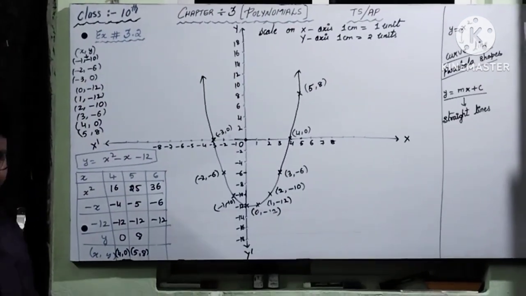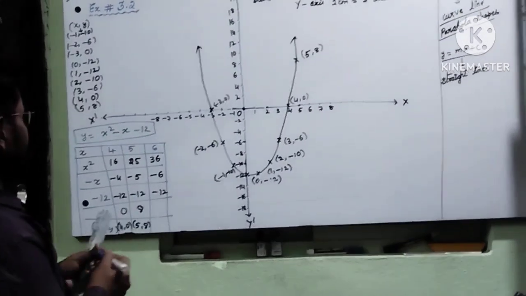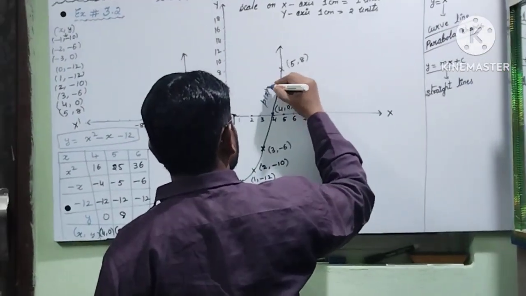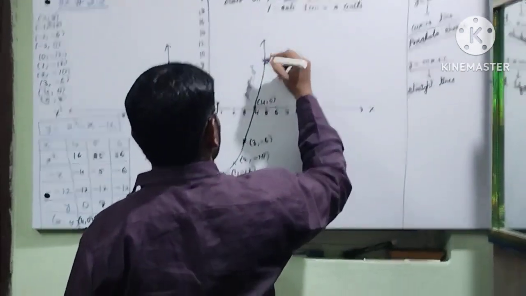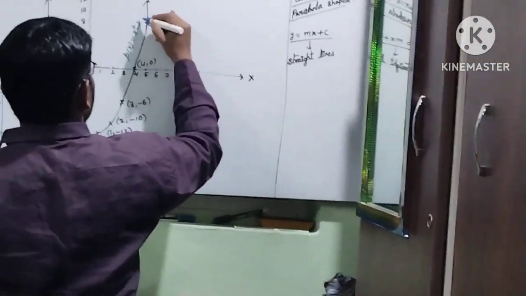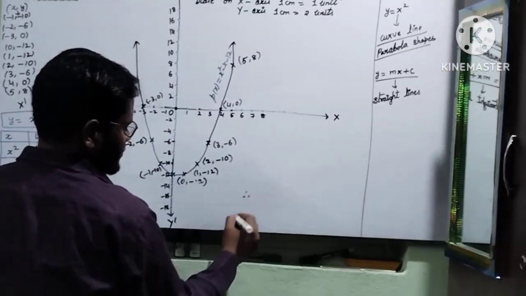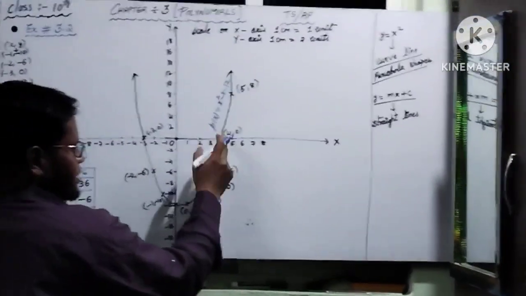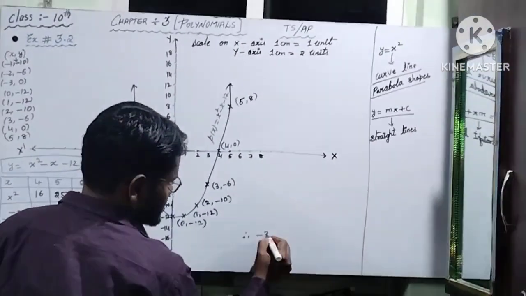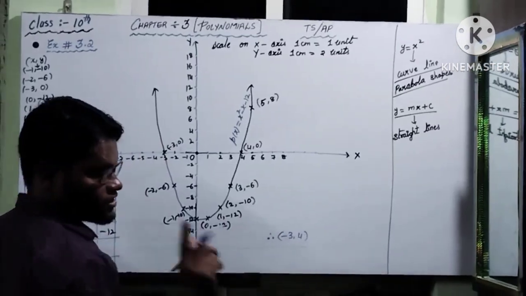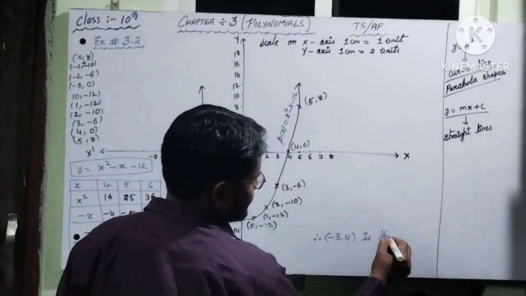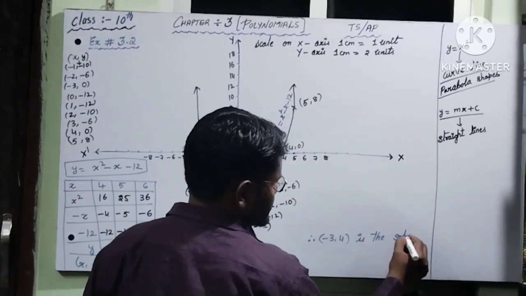This is the graph. Okay, and next you can write here what this polynomial is: P of x is equal to x square minus x minus 12. At last, write the answer. Solution set: here x value is minus 3 and here the x value is 4. So minus 3 comma 4. Only take x values, don't take y values. Minus 3 comma 4 is the solution set.